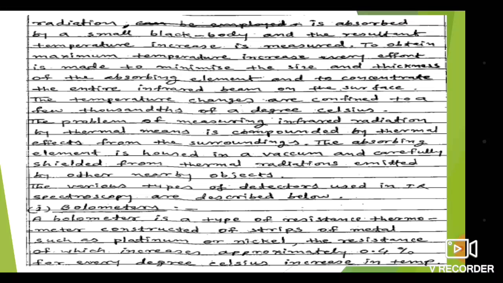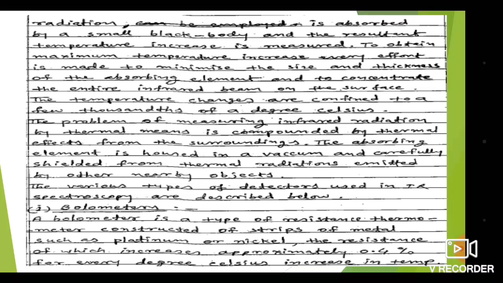So the various types of detectors used in IR spectroscopy are as follows. One is the bolometer. A bolometer is a type of resistance thermometer constructed of strips of metal such as platinum or nickel, the resistance of which increases approximately 0.4% for every degree Celsius increase in temperature.